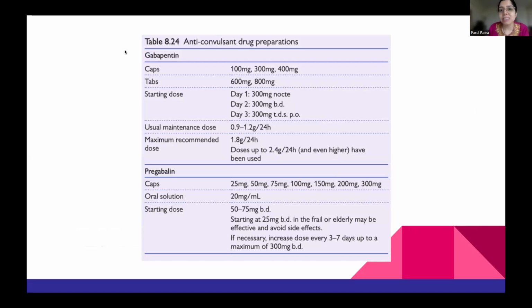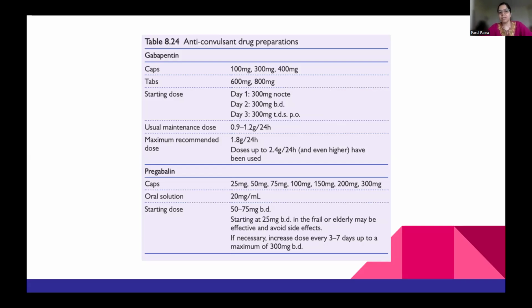Coming to the anticonvulsant drug preparations, these come in capsule and tablet forms, where the maximum dose recommended for gabapentin is 1.8 gram. It has gone up to 2.4 sometimes, and in fact sometimes up to 3 gram also. Whenever we are increasing the dose, we always have to remember to check the side effect profile when increasing the dose this high.